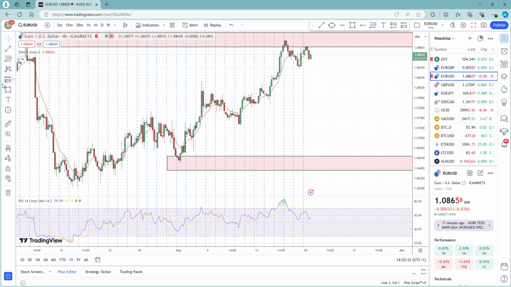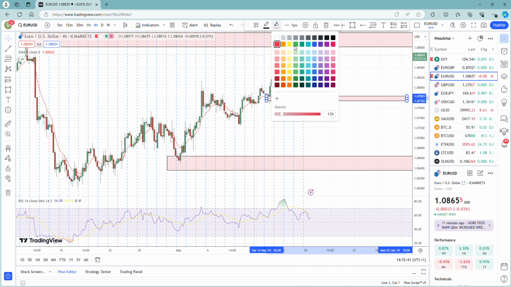You go into the H4 time frame, get the rectangle tool out once again. I can clearly see price made a high and low here. Price has changed from bearish to bullish. So that is a support region on the H4.